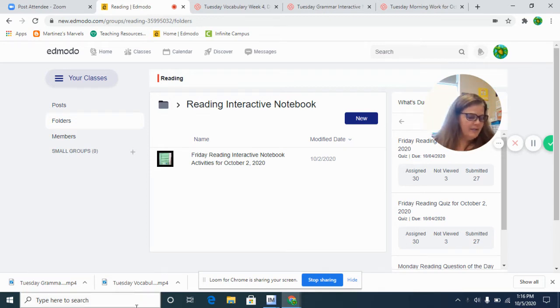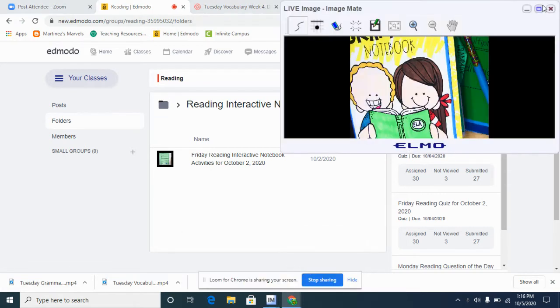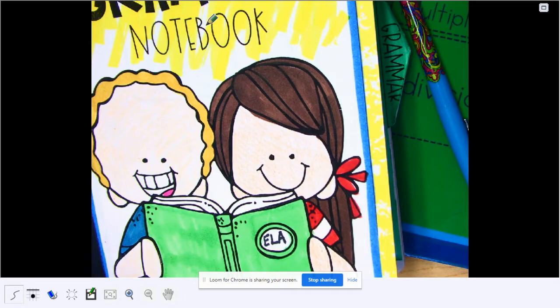Good morning, everyone. We are going to start our day with our reading interactive notebook. So if you would grab your reading interactive notebook, your little plastic folder, and I believe you're going to need scissors and glue and something to write with. I'll meet you over there while you get your things ready.